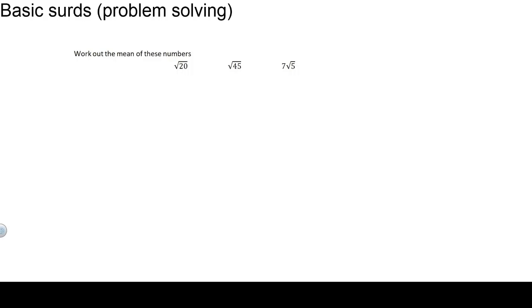Work out the mean of these numbers. The clue is the last number there. It's in the form root 5. It's got a root 5 in it. So all these other numbers need to have a root 5 in them.